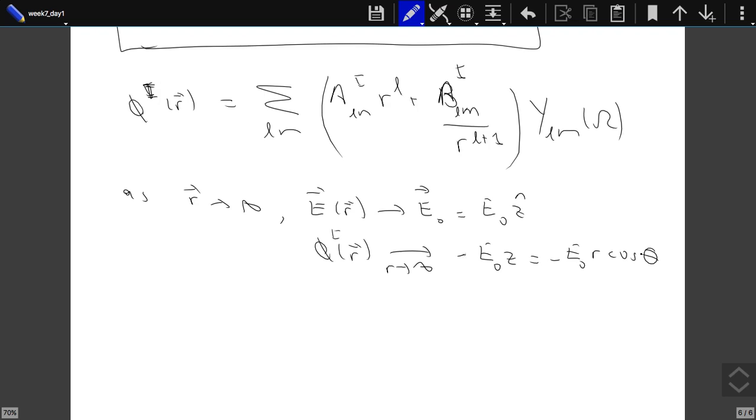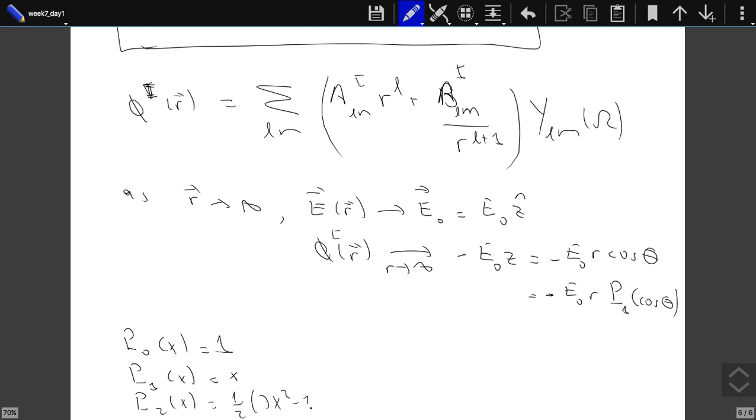In this case, phi should be minus E0 Z, because the electric field is minus the gradient of this one. So this will give me an electric field in the Z direction. Let me write it in this form. Minus E0, because we are using spherical coordinates, which will be minus E0 r P1 of cosine theta. P1 is my Legendre polynomial.